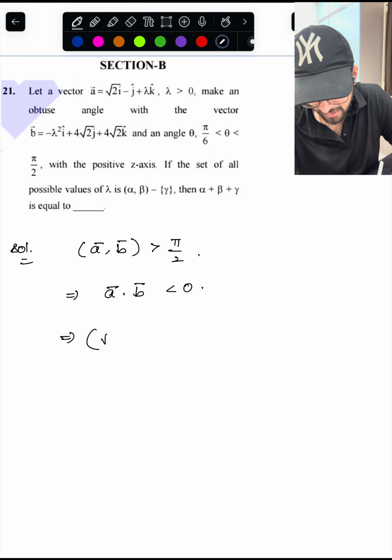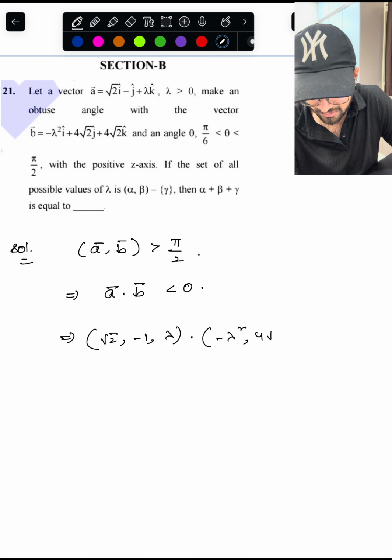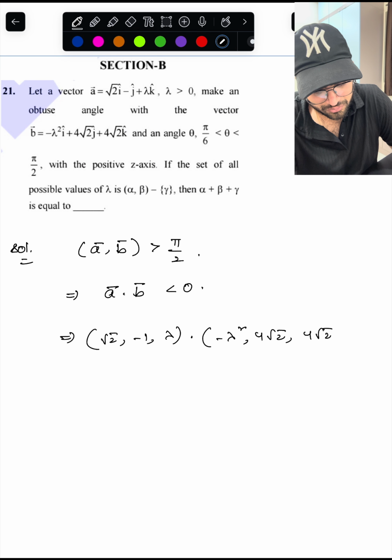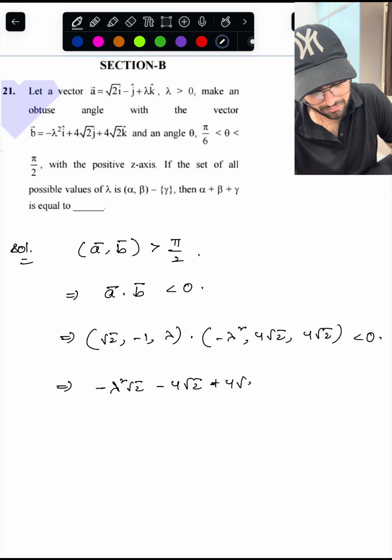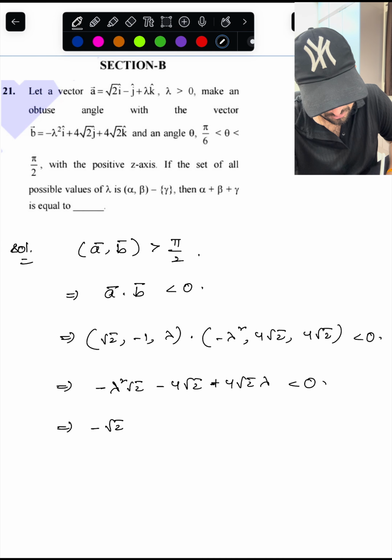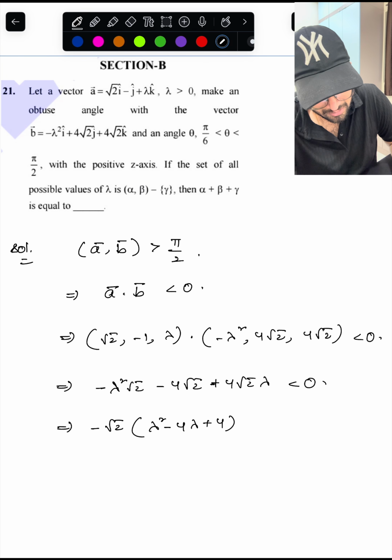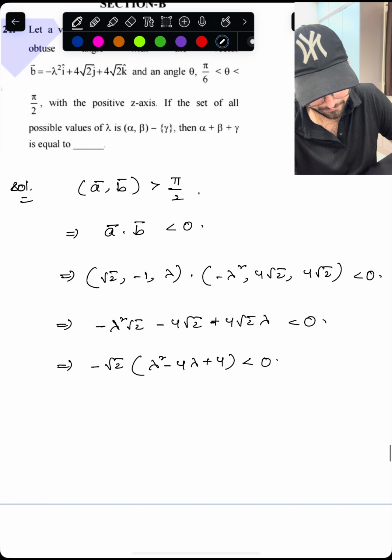So that means A bar is root 2 comma minus 1 comma lambda. B bar is minus lambda square, 4 root 2, 4 root 2. So the dot product should be less than 0. So what is the dot product? You are getting minus lambda square root 2 minus 4 root 2 plus 4 root 2 lambda should be less than 0. I will take minus root 2 common. You will be getting lambda square minus 4 lambda plus 4 less than 0.